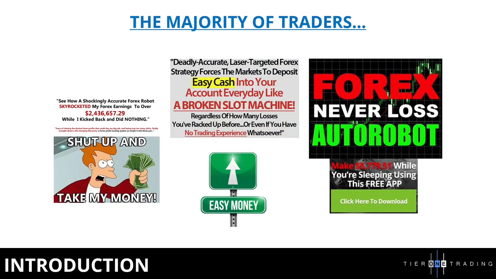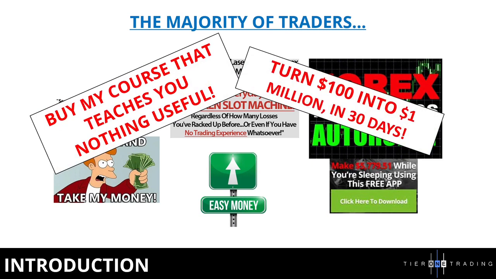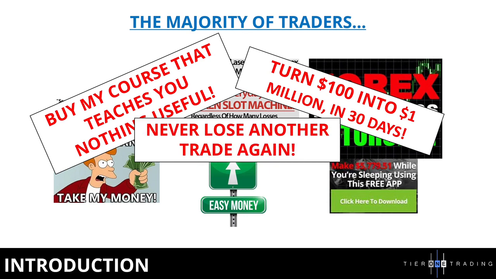Look at these ads. See how a shockingly accurate Forex rollback skyrocketed my Forex earnings to over $2.4 million while I kicked back and did nothing? Shut up and take my money, right? Easy cash, broken slot machine, easy money, no trading experience whatsoever. The Forex never lost auto robot. Make money while you sleep. Buy my course that teaches you nothing useful. Turn 100 into 1 million in just 30 days. Never lose another trade again, right?